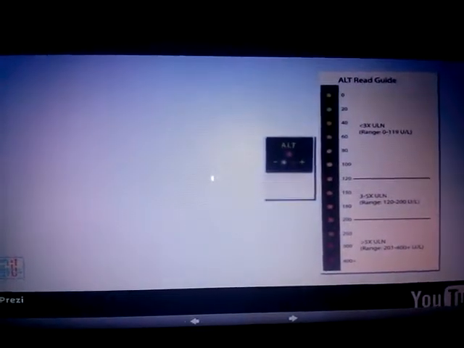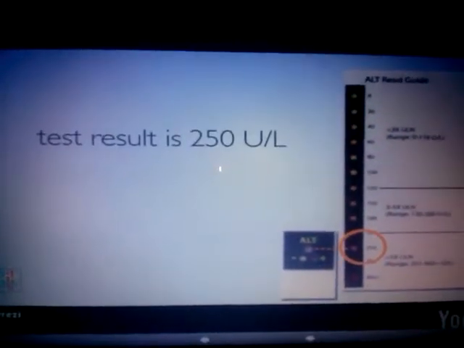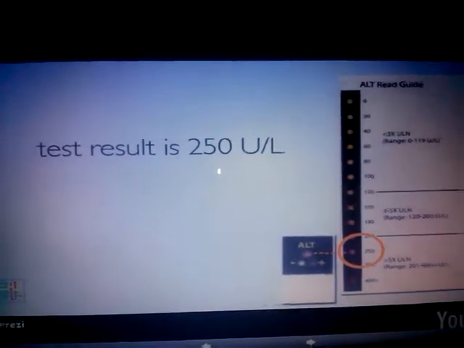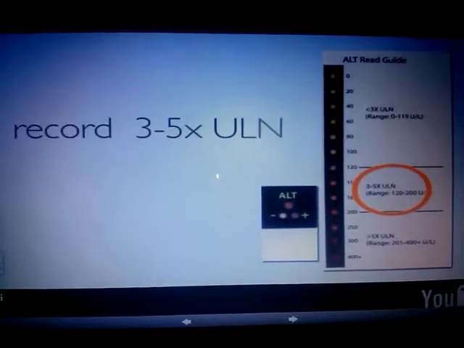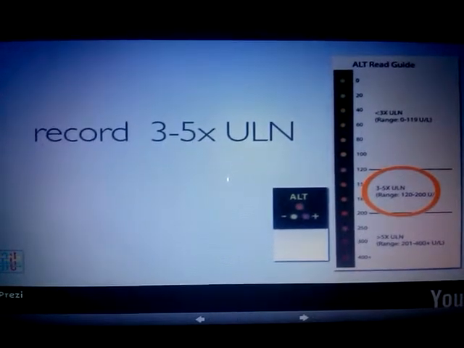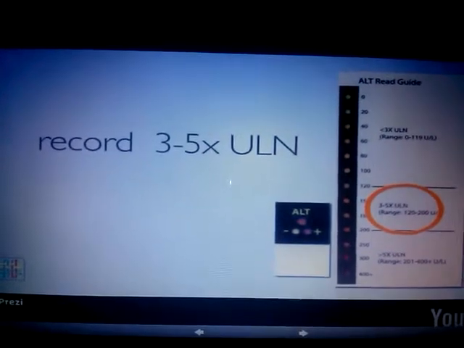Match the color of the ALT test spot to the read guide. The test result for the patient is the number that is next to the matching spot on the guide, reported as units per liter. If the color of the test spot does not exactly match a color on the read guide, make an estimation between the two closest colors and report that value. Also record the matching bin, either less than 3x, 3 to 5x, or greater than 5x the upper limit of normal. After reading the test spot, it is important to confirm.